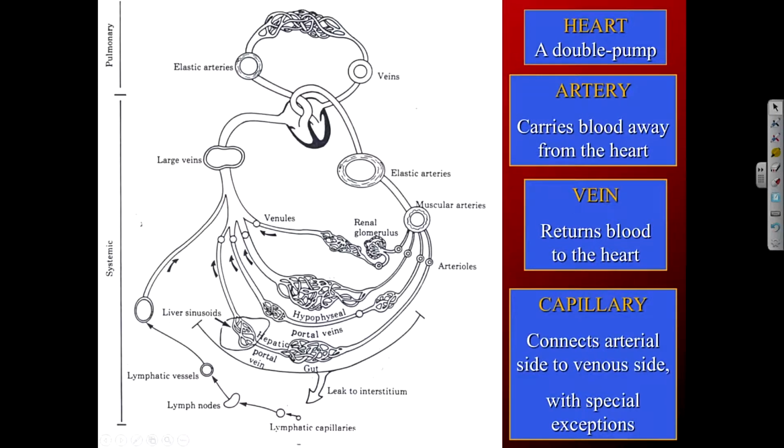Then that blood continues through the various tissues and organs and is collected in small venules and then in veins and larger veins, such as the vena cava, which then empties into the heart again. Now in parallel, we have the lymphatic system, which is unidirectional, and that drains into the large veins just before they go back to the heart again.